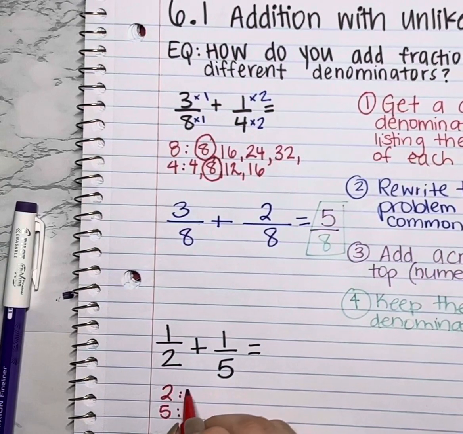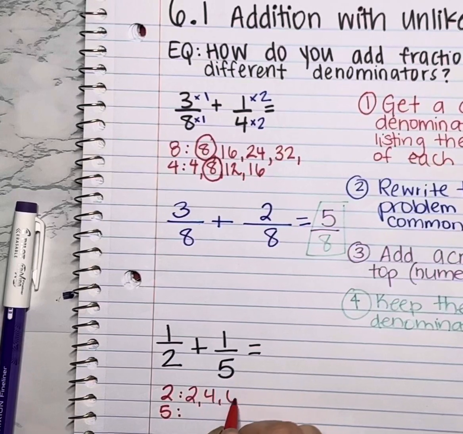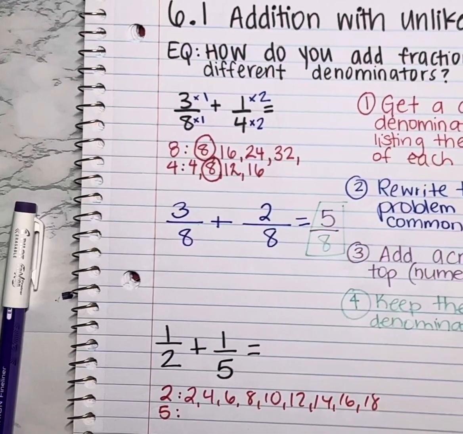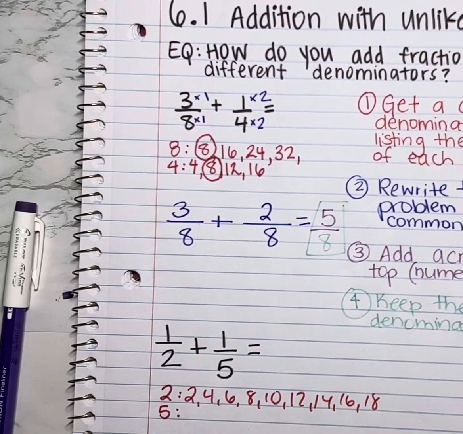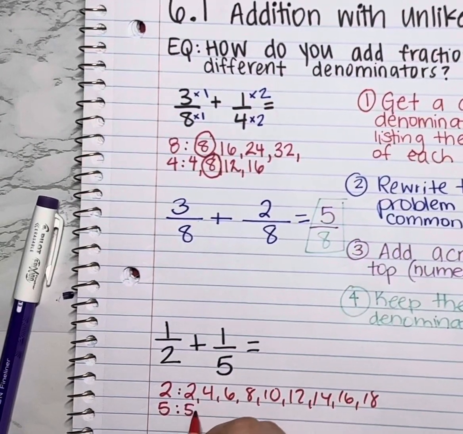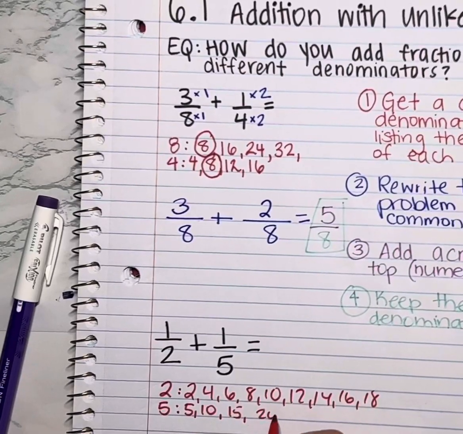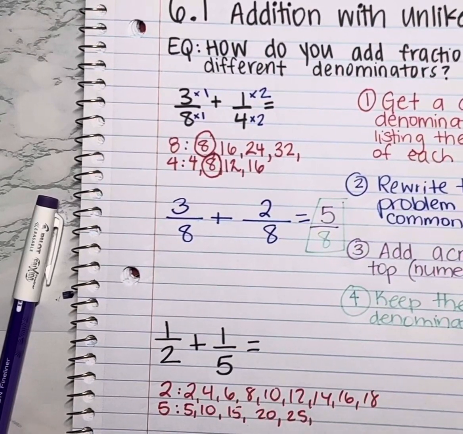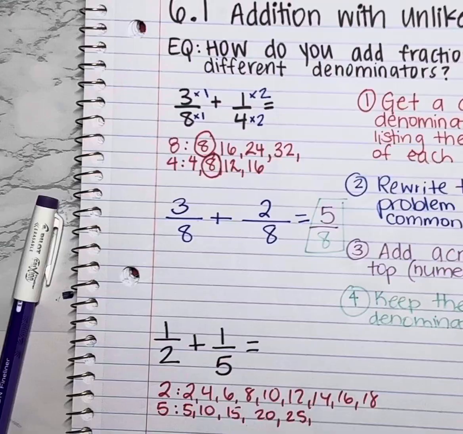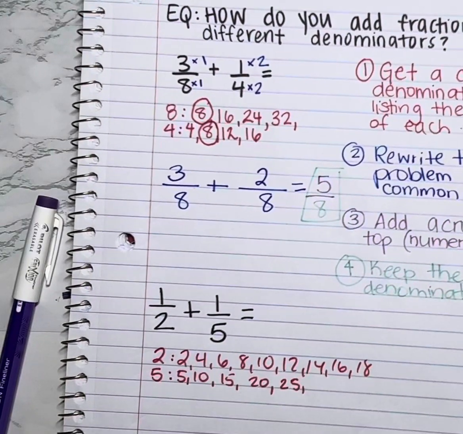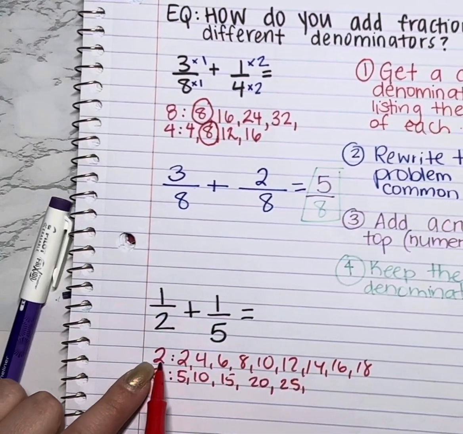Okay, so for 2's, I'm just going to count by 2's. 2, 4, 6, 8, 10, 12, 14, 16, 18. Okay, hopefully that's enough. Let's try 5's, counting by 5's. 5, 10, 15, 20, 25. Okay, let's see if we have a common denominator that we can use from our list. And I'm looking for the least common denominator.